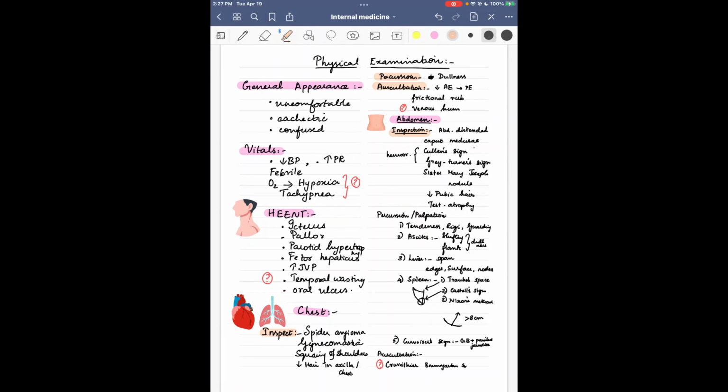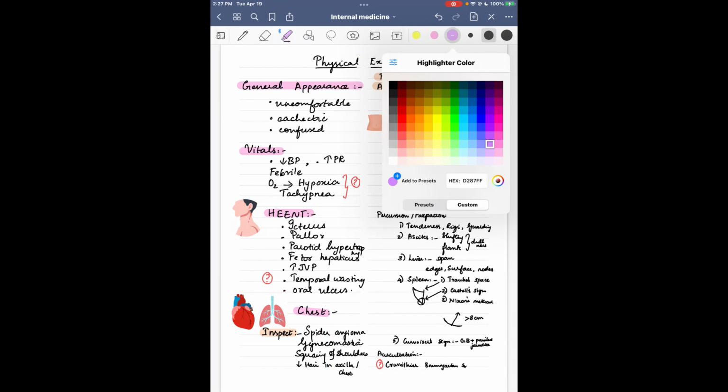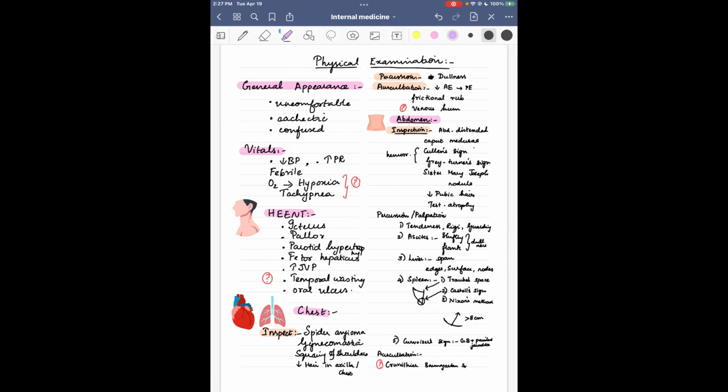And then we examine the abdomen. So in the abdomen, on inspection, we see the abdomen is distended, and there can be caput medusae because of dilated veins. And I will highlight things in purple, which I feel are interesting terms for us to remember.